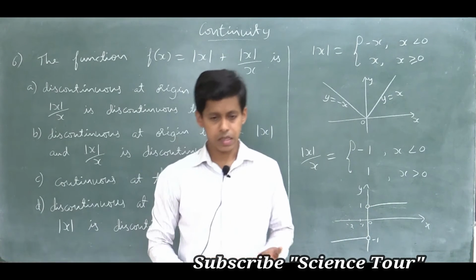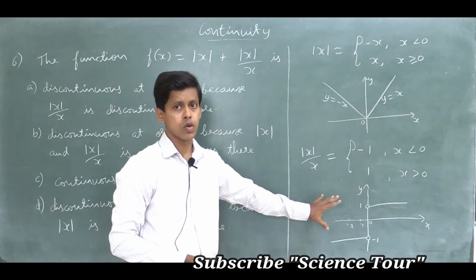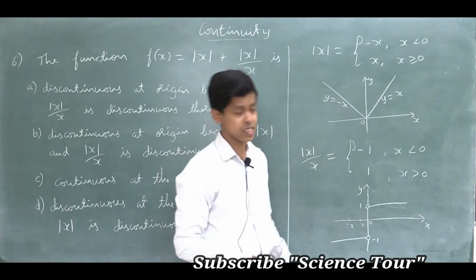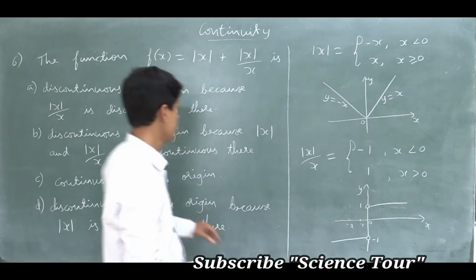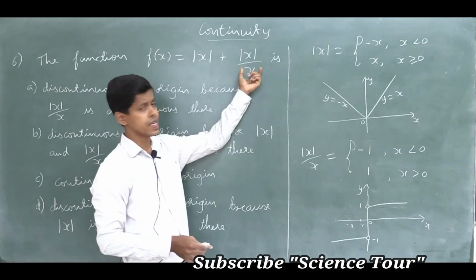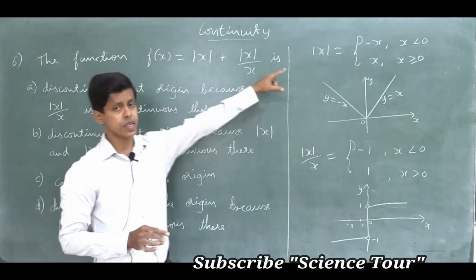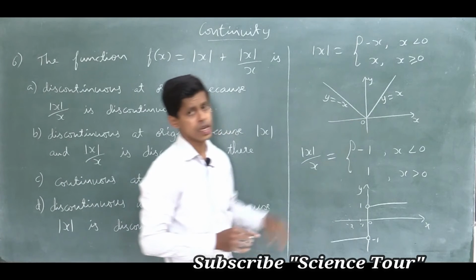When I explained the concept of continuity, I took the example of this function. I explained that it is not continuous at 0. So now you know that the function mod x by x is discontinuous at origin and modulus of x is continuous at origin.